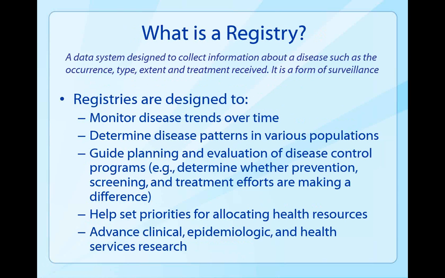Many of you may have heard the term registry. A registry is a form of surveillance that's designed to collect information about a disease in terms of its occurrence, the type, the extent, and the treatment received. And they're designed to monitor disease trends over time, to determine disease patterns in various populations, who are people who are at risk for this disease or for complications of that disease. And they're used to guide planning and evaluation of disease control programs.